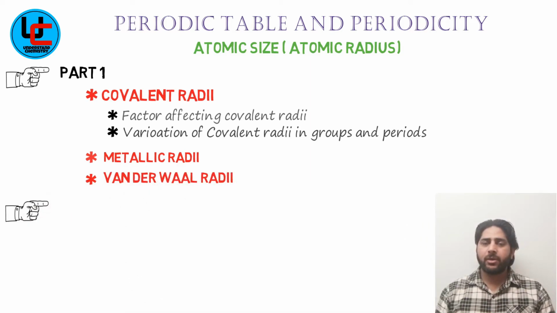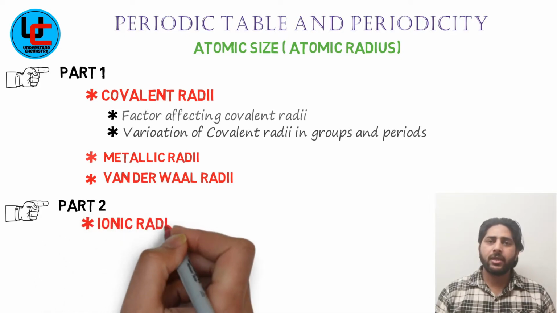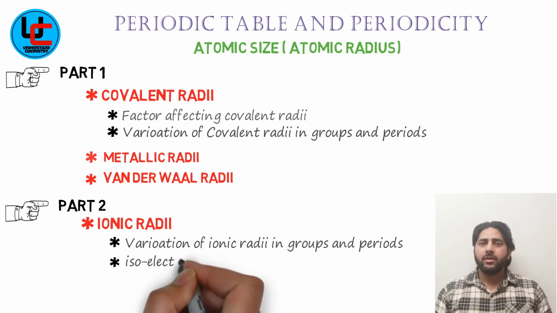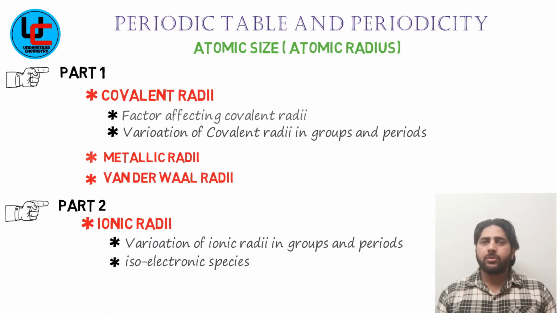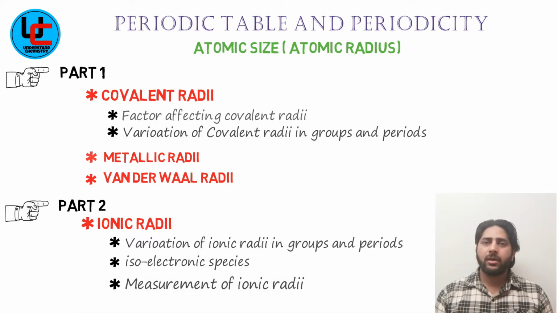In the second part, I will discuss in detail the concept of ionic radii, variation of ionic radii in groups and period, and will explain to you the concept of isoelectronic species and variation of ionic radii in isoelectronic species. In the end, I will show you how to measure ionic radii with the help of Landé's method and Pauling's method.